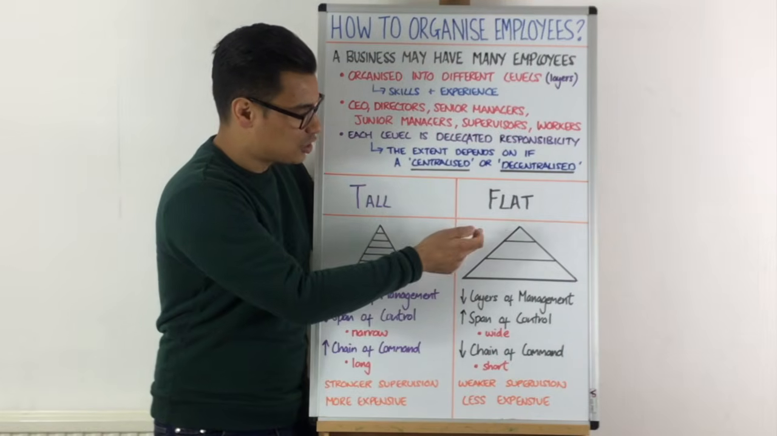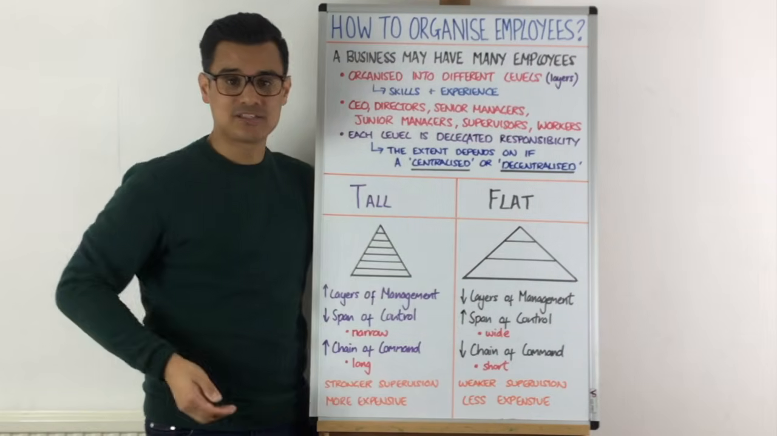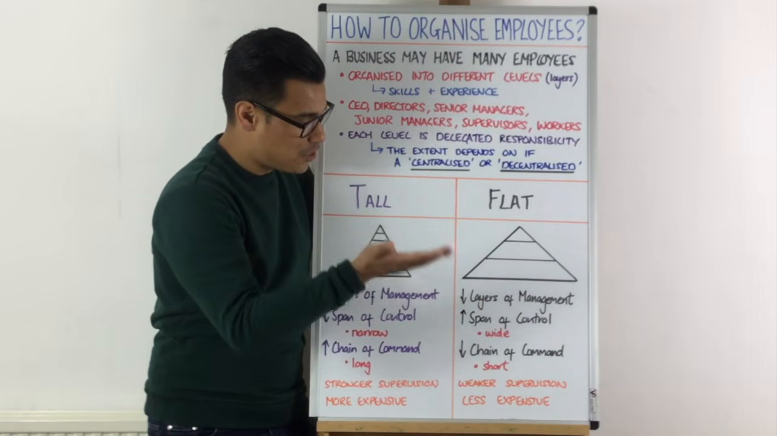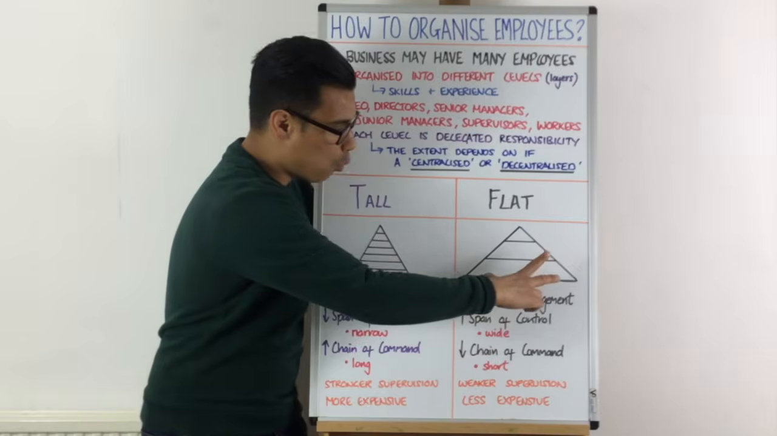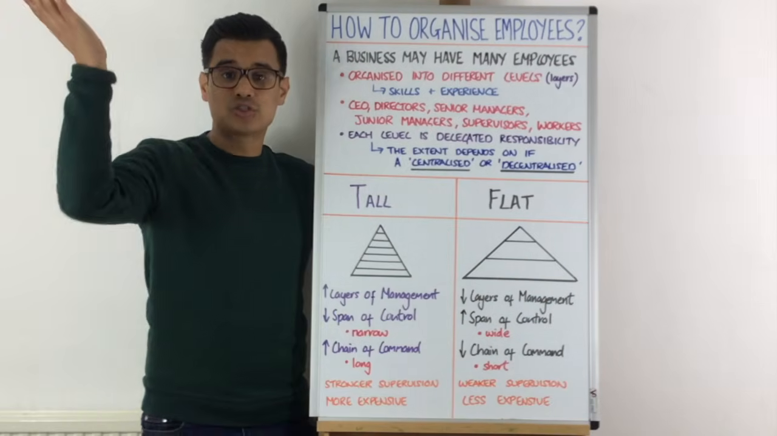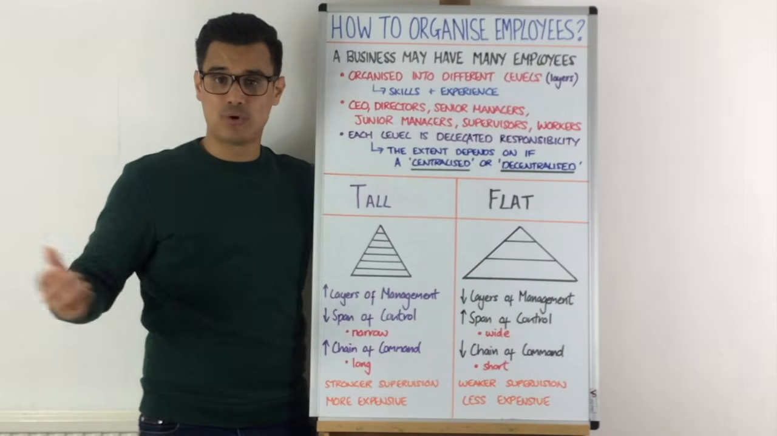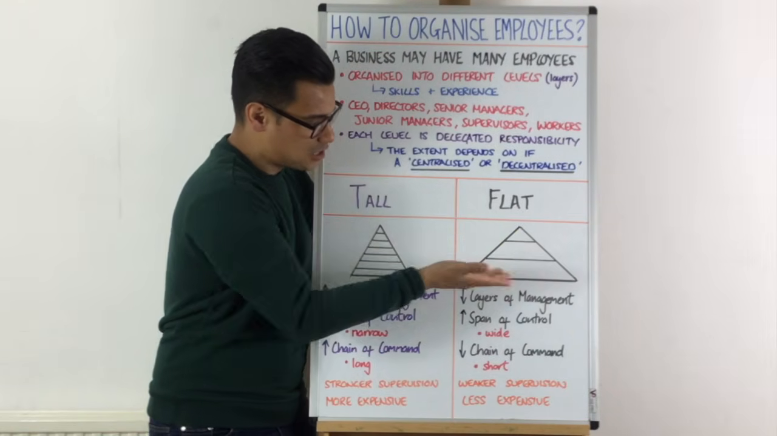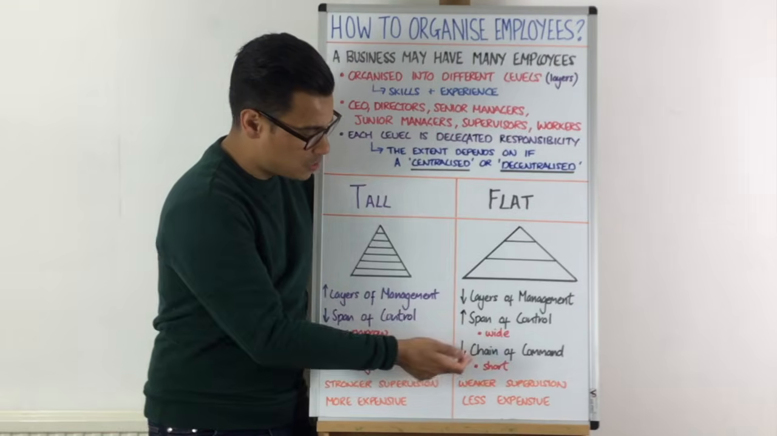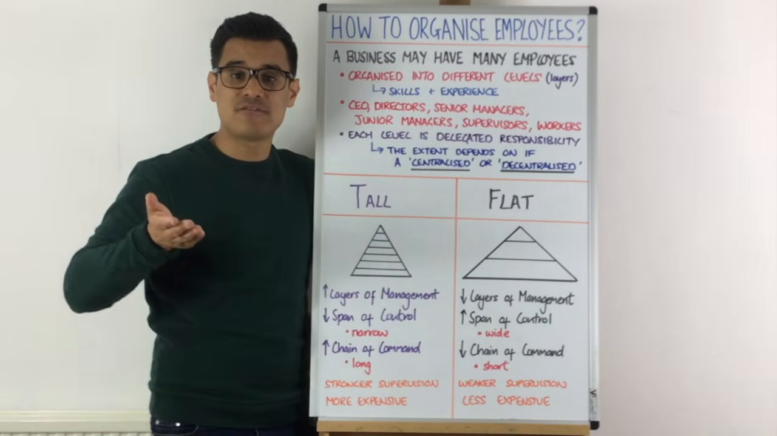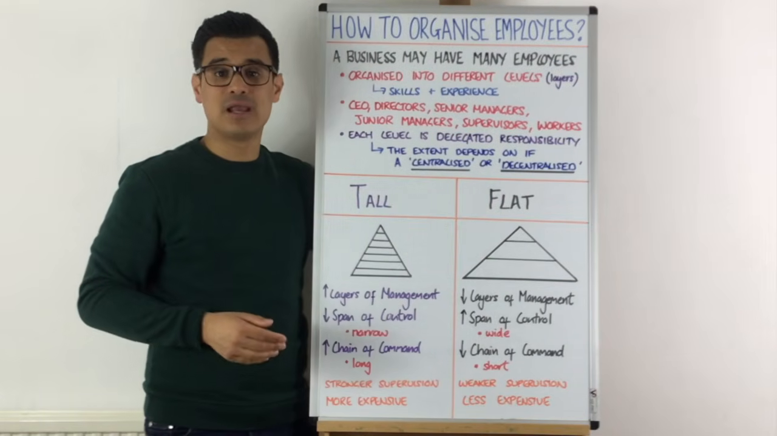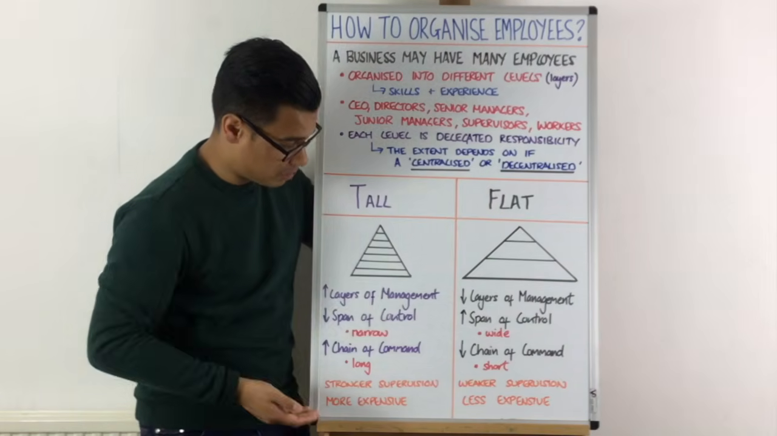Whereas in a flat structure, you're likely to have only a few layers of management. And because of that, you tend to have wider spans of control. So managers will look after more employees than in a tall structure. But because you've got less layers of management, only 3 in this case, well, that's known as a short chain of command. Because if a decision is made from the top, it only has to filter through a few layers of management. In this case, it's only got 3.